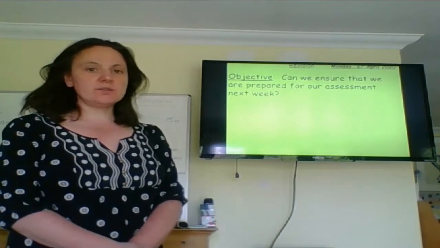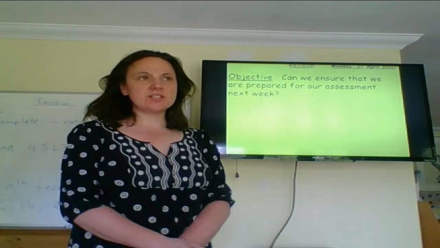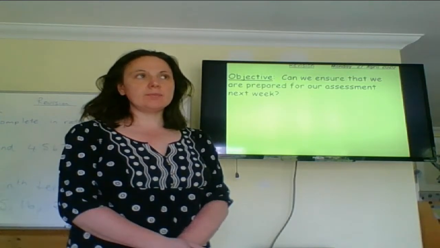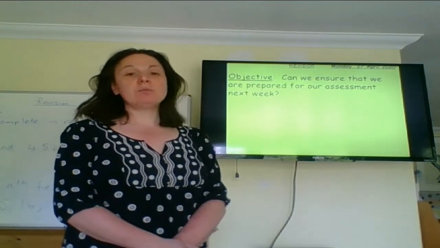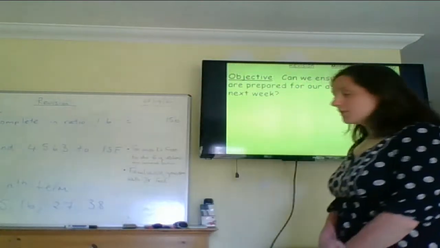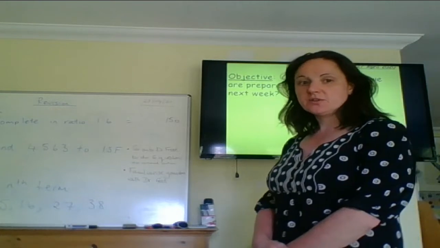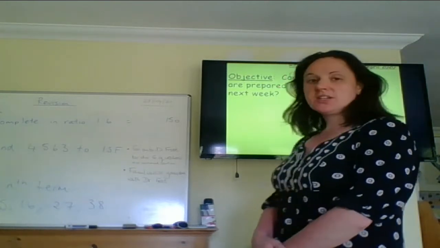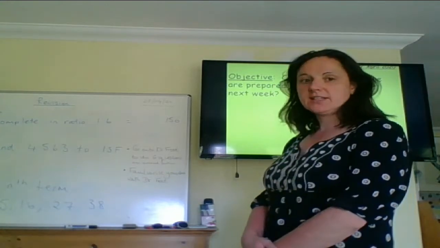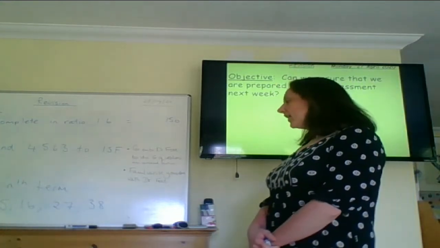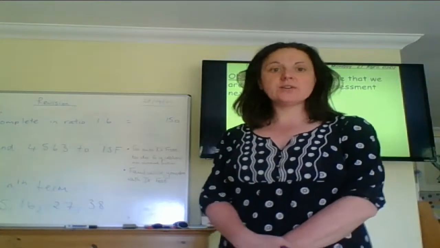So we'll start off with 3 questions and then we'll go through them. Do those 3 questions, have a look at the questions, then press the pause button and then we'll go through them. The first question is complete in the ratio 1 to 6, something to 150. The next question is round 4,563 to one significant figure. And then the final one is find the nth term. Okay, if you pause now and we'll go through it.